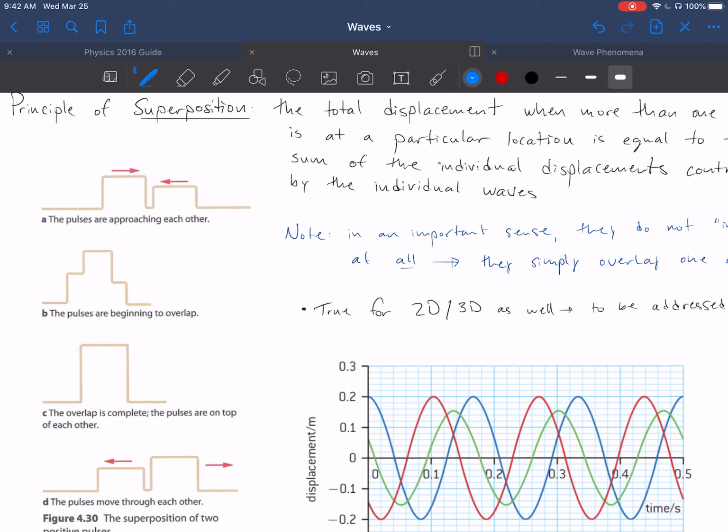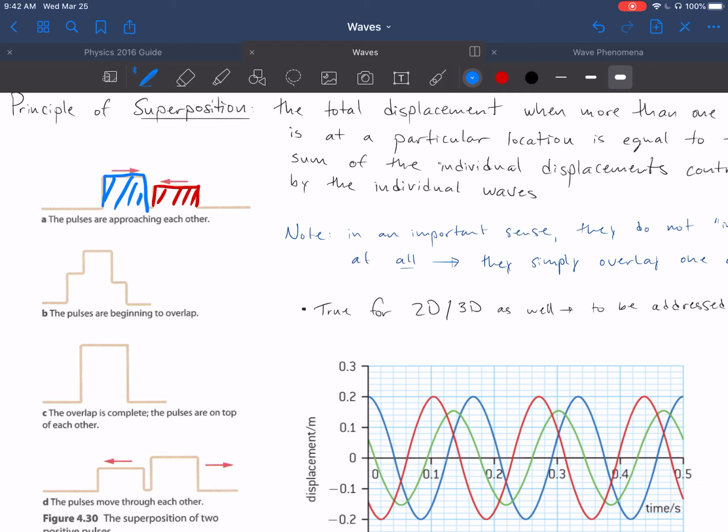So consider this left-hand wave pulse. I'm going to color that wave pulse blue, and the right-hand wave pulse I'll color red. And the question is, what happens when they meet? Well, there are different times. We can consider the time when they're completely overlapping, but the first thing that happens is that they partially overlap.